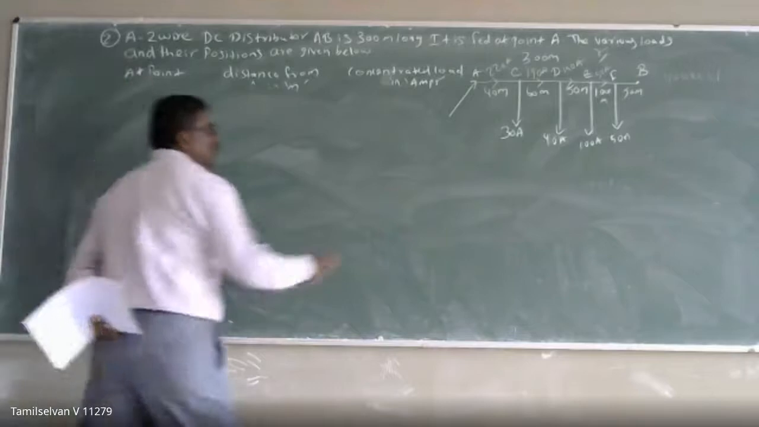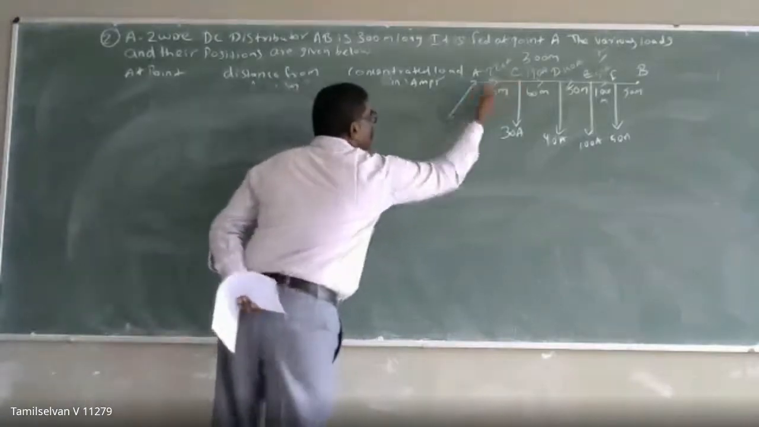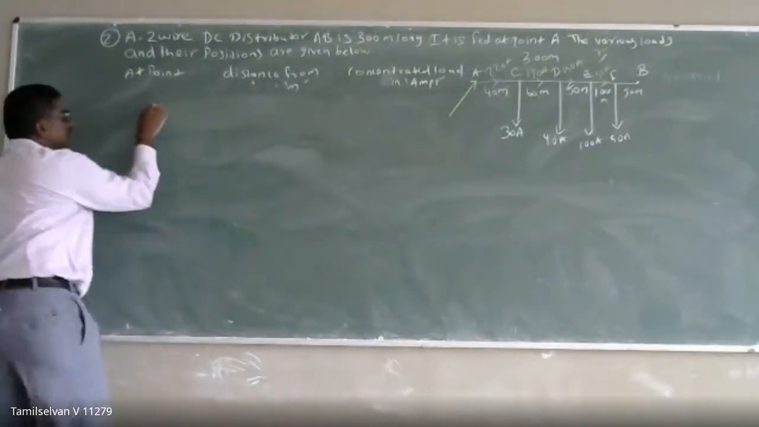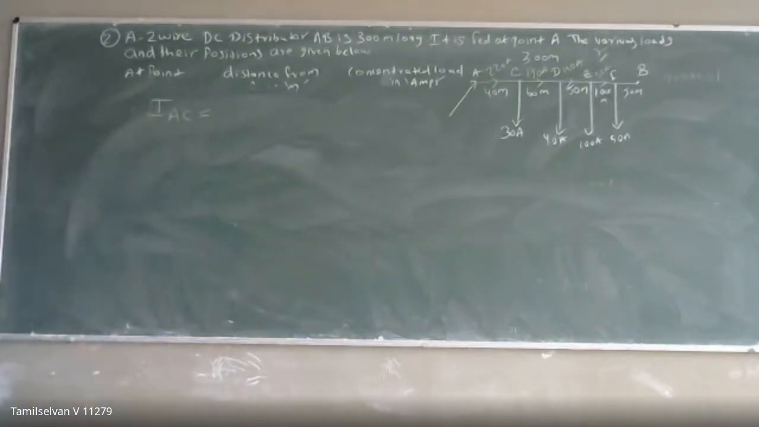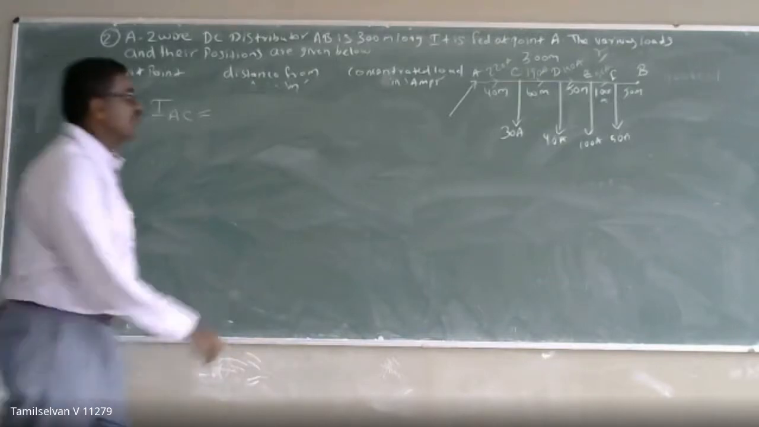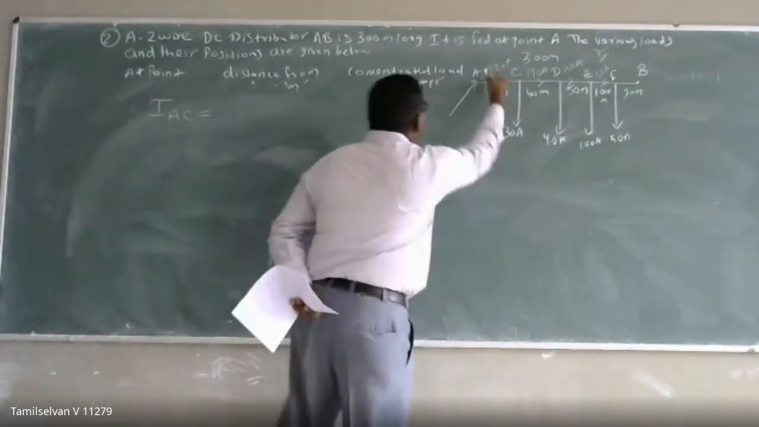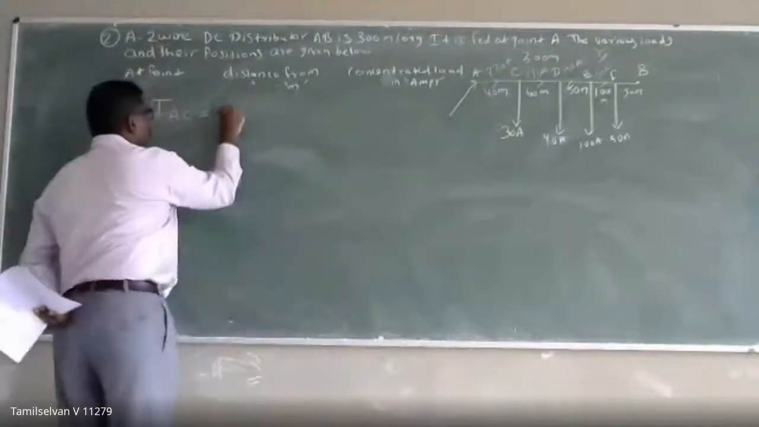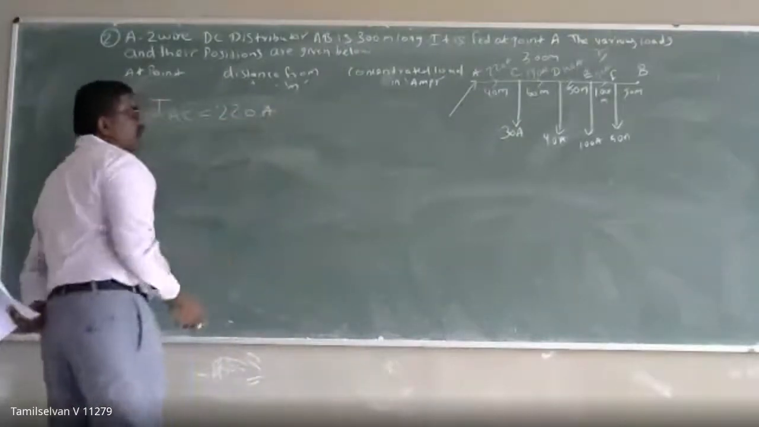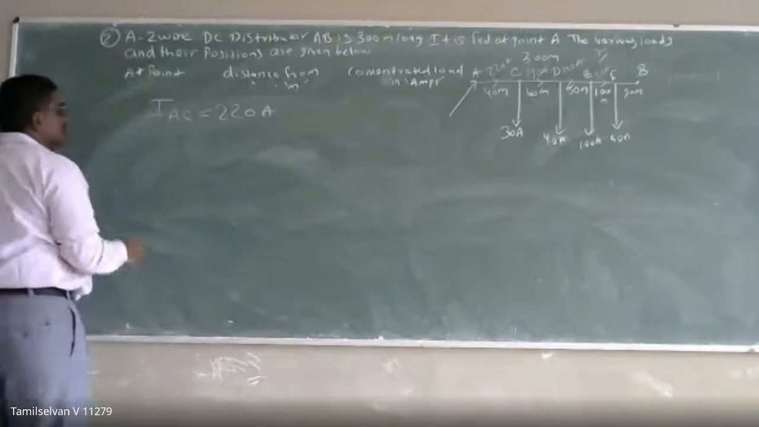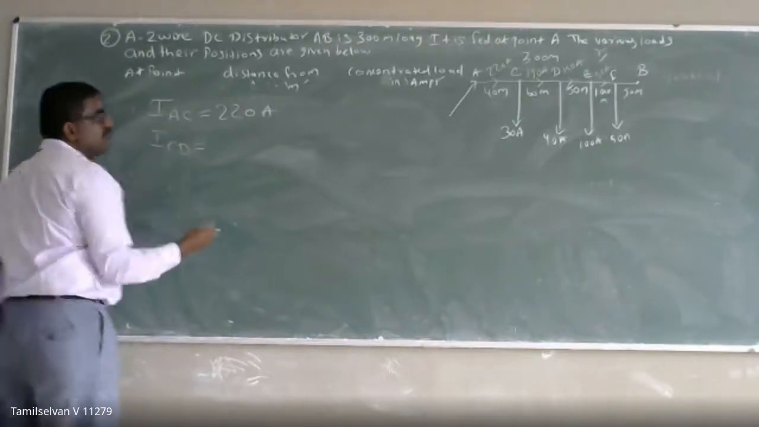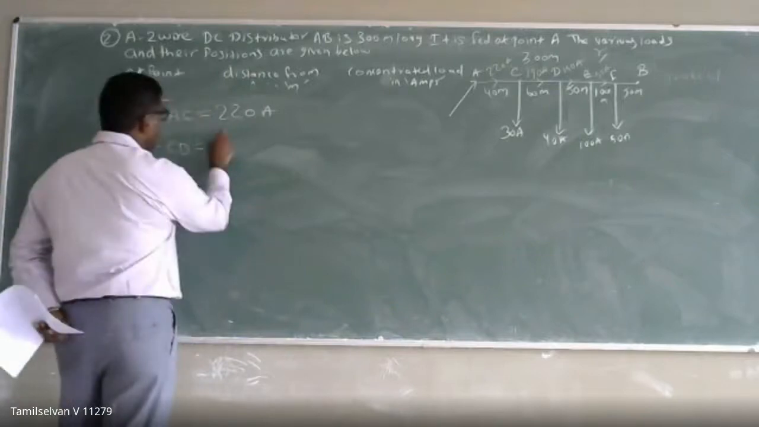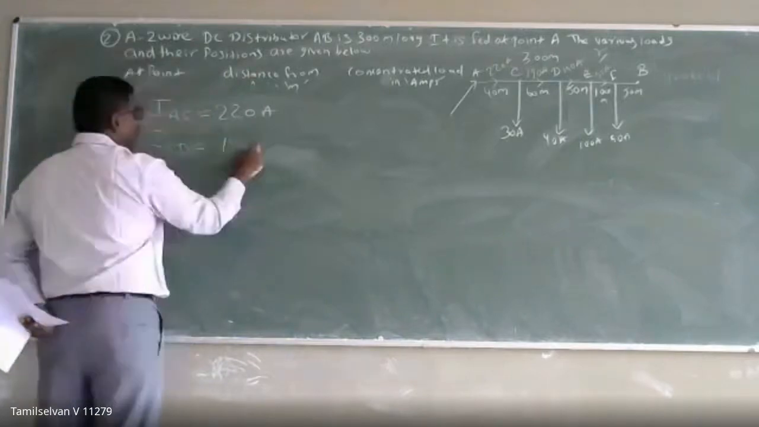So this is a feeding point. Current in the section AC. So AC section, what is the current value? 220 ampere. Similarly, current in the section CD will be equal to 190 ampere.